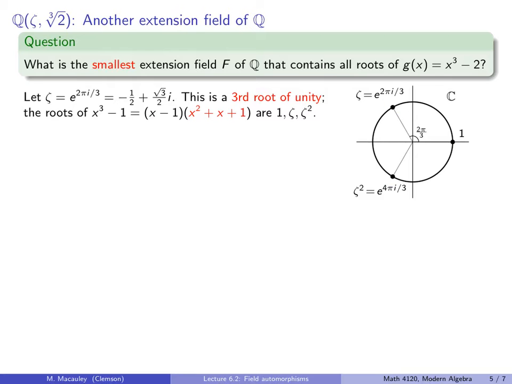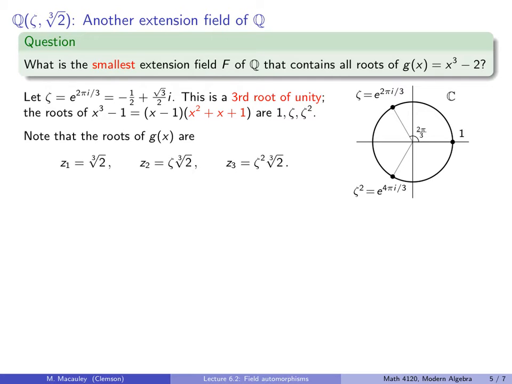So all of these are third roots of unity, although we call these two primitive third roots of unity because they are not roots of any lower degree polynomial. So this is, let's say, a primitive first root of unity. These are primitive third roots of unity.